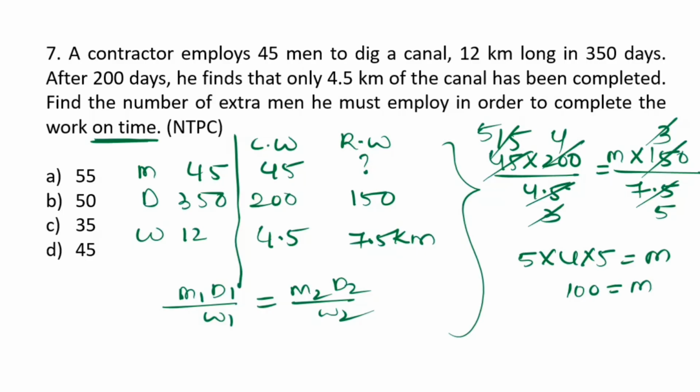But already 45 members are there. So they are asking only for the extra men you have to find. So for more men, you have to subtract 100 minus 45. Then you will get extra 55. So what is the answer? 55. Extra 55 members are required to complete the work on time. So hope you have got the same answer. Please check with my answer.